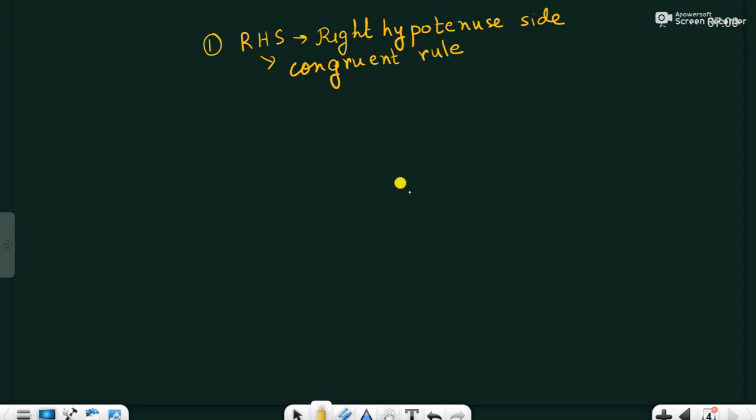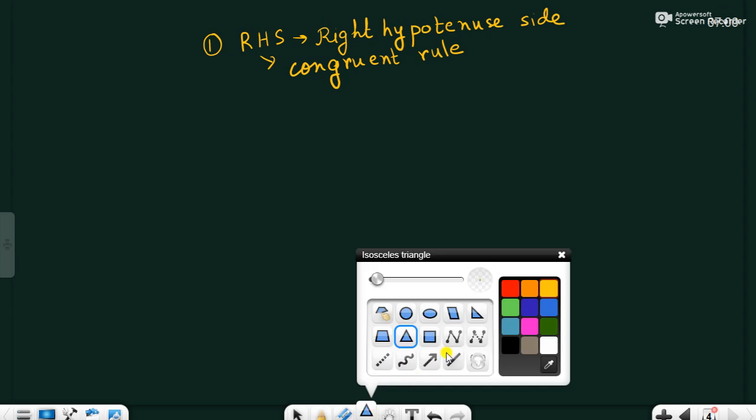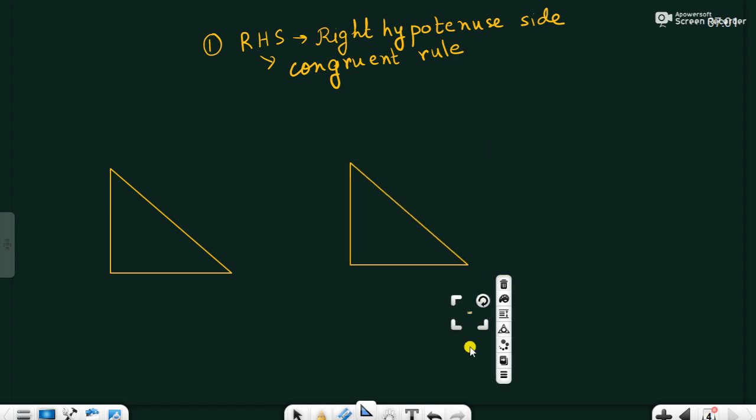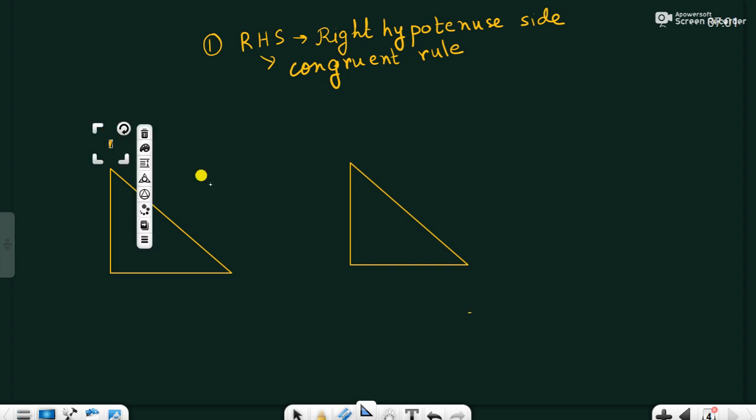Now we will find what that RHS congruent rule is. Let us take, in the same way, two triangles. One triangle is this one and one triangle is this one. We have taken two triangles, right? If we name it ABC, this is A.